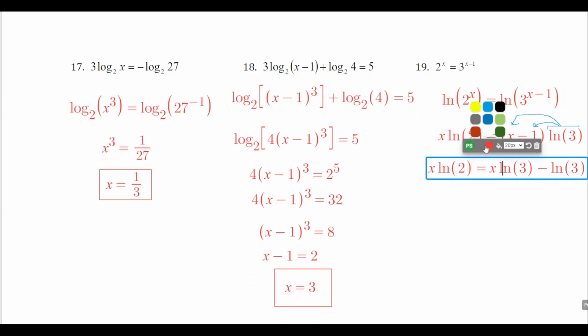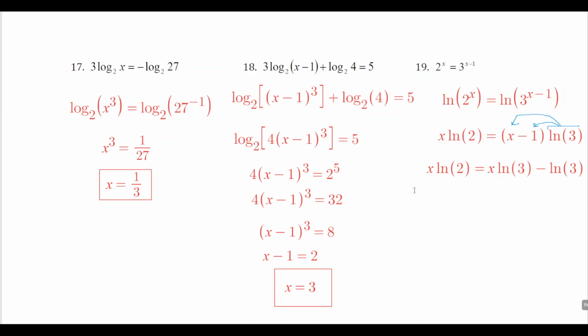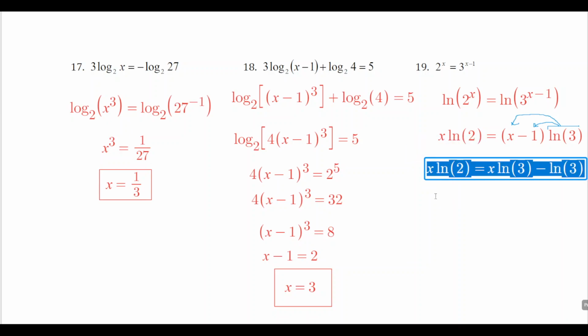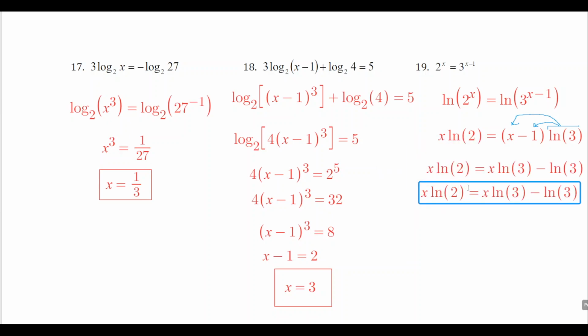So at this point, I need to collect all of my terms that have x over here on the left-hand side. So I'm going to subtract this term over. Remember that the natural log of 3 is just a number. It's nothing fancy or special about it other than the fact that it's irrational, but it works just like any other coefficient of x would work. So we're going to subtract this from both sides, and that will result in this. So x natural log of 2 minus x natural log of 3 equals the negative natural log of 3.